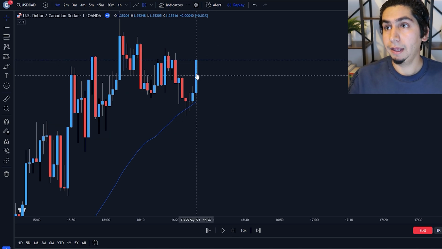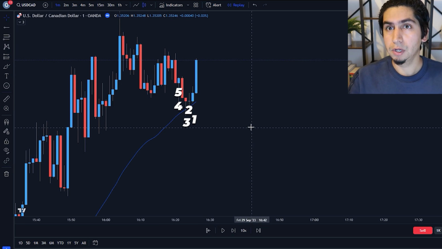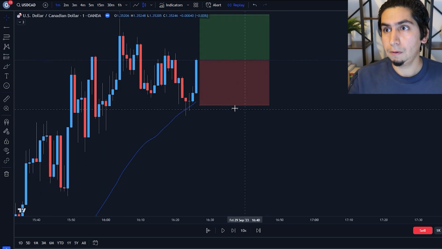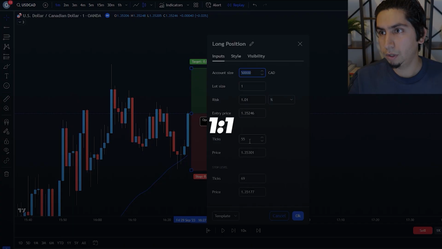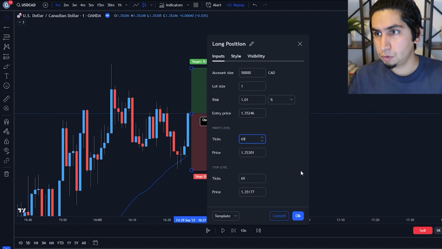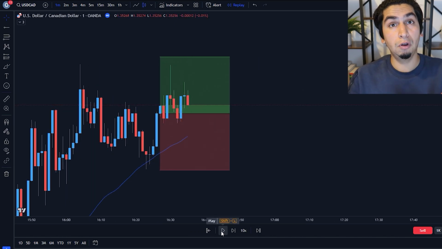This one, boom, it closed above 1, 2, 3, 4, 5 candle. So what you do, you would buy here. Stop loss just underneath this structure, and we are going to go for a 1-to-1. So our stop loss is 6.9 pips, so take profit is going to be 6.9 pips.